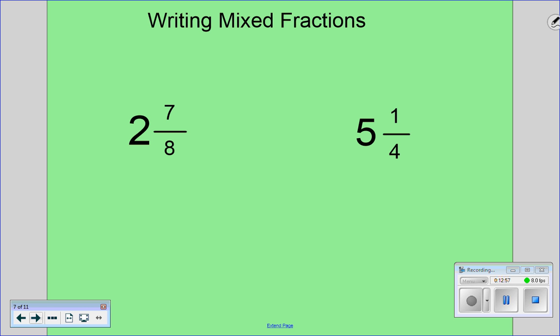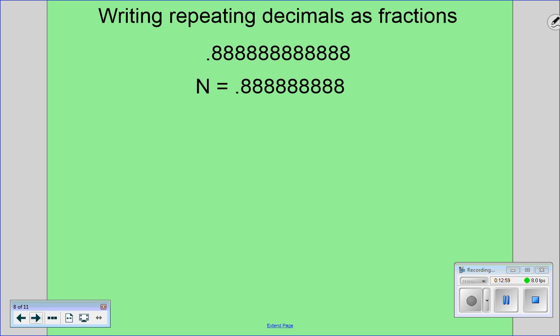Okay. All right, what about writing mixed fractions? That doesn't make sense. All right, so this is the hard part. This is what's going to take us a while. We might only get one done today.